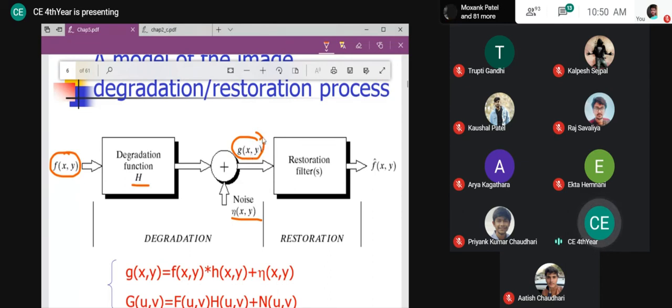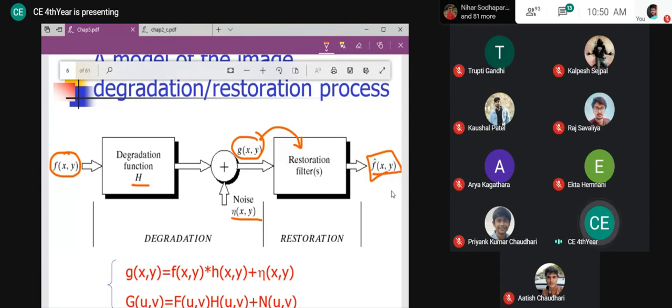Now what I want is to restore it. I will give it to the restoration filter, and what my restoration filter is going to give is f hat of x,y. Actually, I wanted f of x,y, but you know that once the image is degraded, you can improve it, but you cannot get the original one. So maybe f hat of x,y in some cases will be equal to f of x,y.